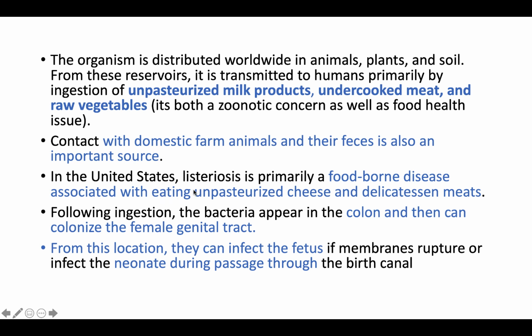Again, we like to give a scenario. The scenario is usually people who are trying to get this fancy food. They have a spread of cheese and meats. They get these weird cheeses that are unpasteurized because they're looking for the taste. These are delicacies, and this is one way you get it. After you ingest it, it will appear in the colon and can colonize the female genital tract, and that's how it can be transmitted to the fetus.